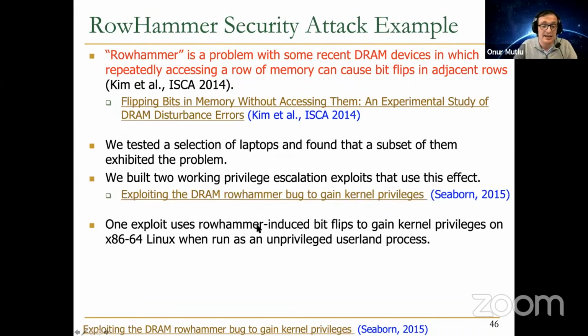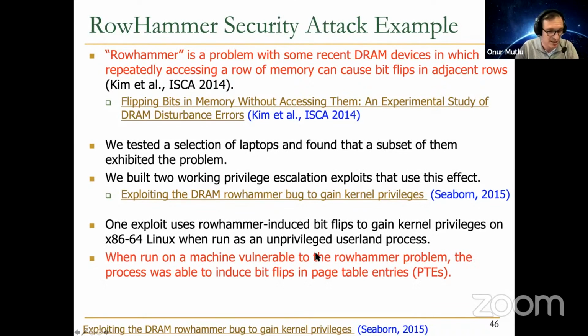It uses these bit flips to gain kernel privileges on x86-64 Linux when you run this as an unprivileged user level process. What it does at a high level, I'm not going to go into the details, because this is beautiful security engineering over here. If you're really interested in system security and computer architecture and security engineering, you should really look at this blog post. When they ran this program on the vulnerable machine, it was able to induce bit flips in page table entries on its own.